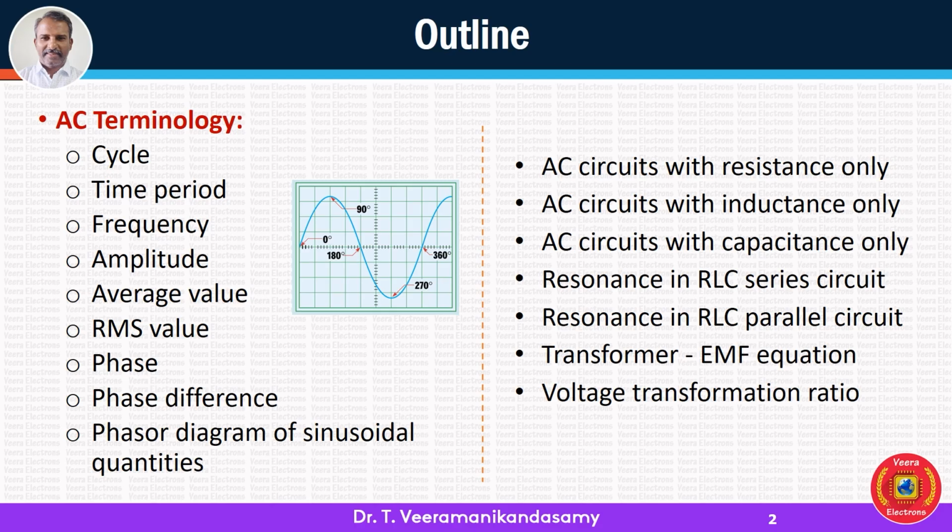First, we'll discuss the AC terminology such as cycle, time period, frequency, amplitude, average value, RMS value, phase and phase difference, along with phasor diagrams for sinusoidal quantities. Next, we'll examine AC circuits with individual components: resistance only, inductance only, and capacitance only. Following this, we will explore the concept of resonance in both RLC series and RLC parallel circuits. Finally, we will conclude with a detailed look at the transformer, covering its EMF equation and the voltage transformation ratio.